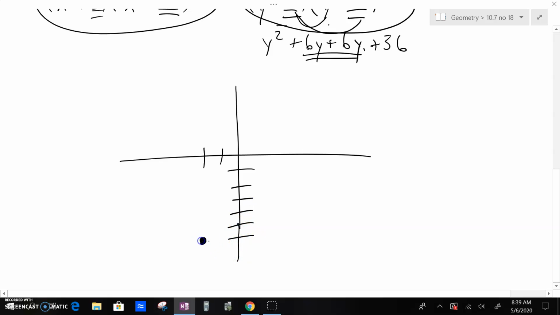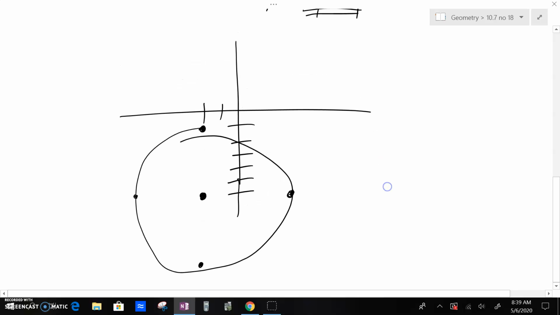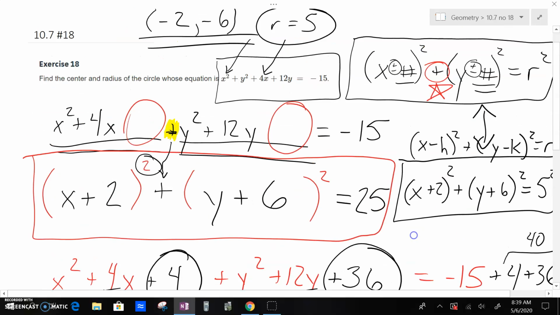There's my center. I need to go 5 up, and I need to go 5 down. I need to go 5 left, and I need to go 5 to the right. And then I'm going to draw my circle through those 4. And it's not beautiful, and that's not the best circle I've ever drawn, but you get the idea. It's centered down here at -2, -6, and it goes 5 in every direction. That would be how you would graph that circle.